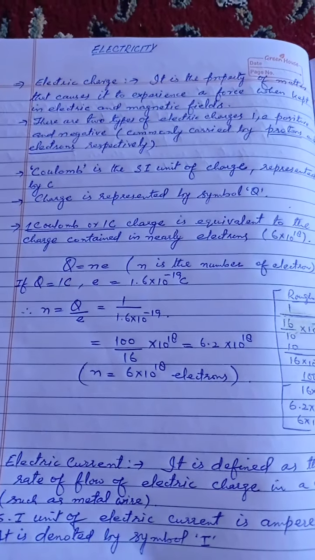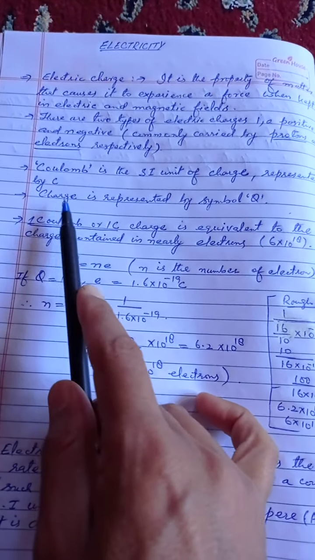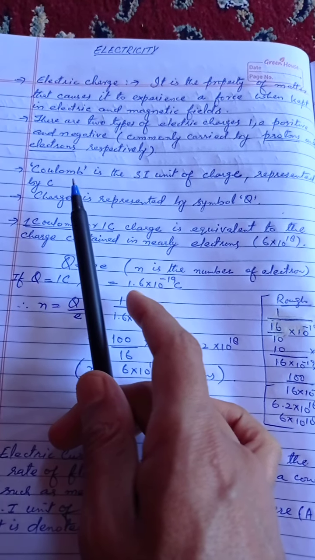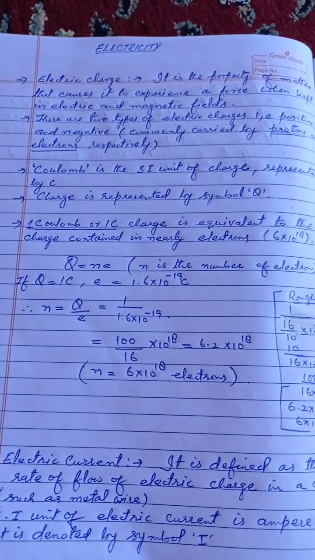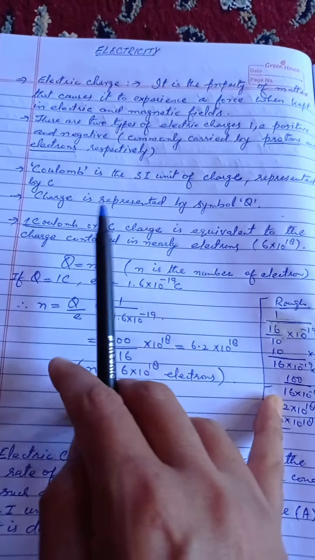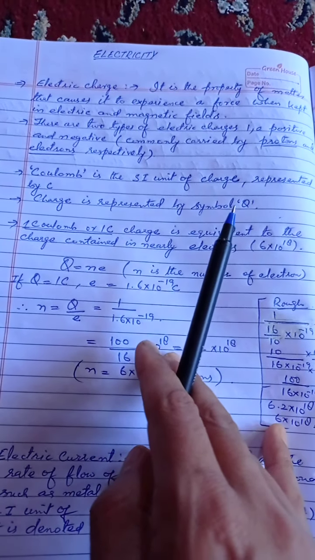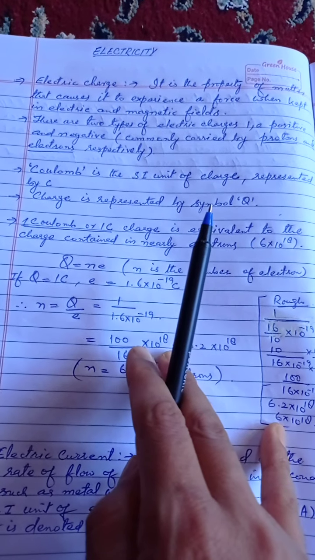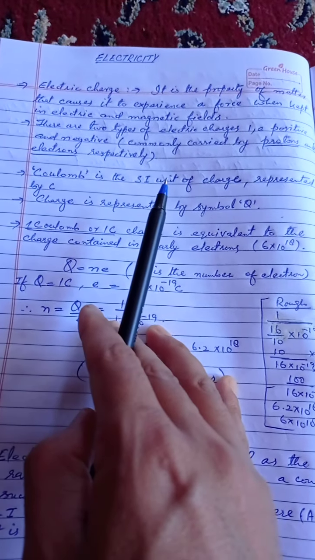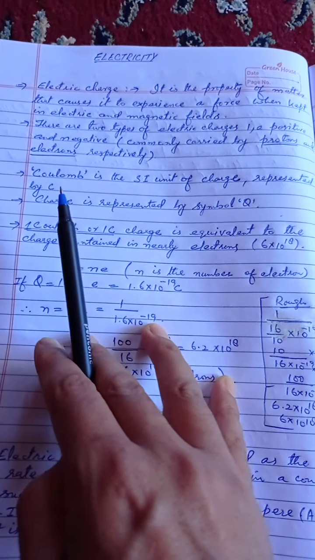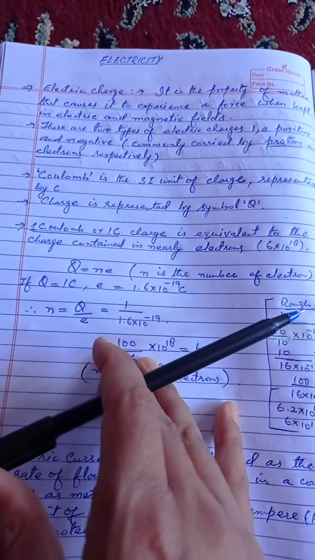Now, dear students, what is the SI unit of this electric charge? The SI unit of electric charge is coulomb. ये आपको याद रखना है. The SI unit of this electric charge is coulomb, which is represented by C. This charge is represented by symbol Q. ये भी आपको याद रखना है. SI unit of this charge is coulomb, represented by C, and this charge is represented by symbol Q.